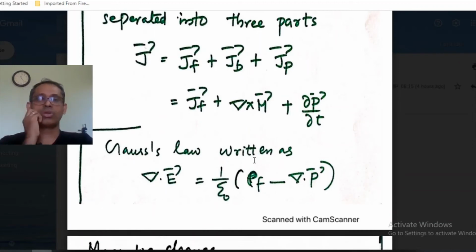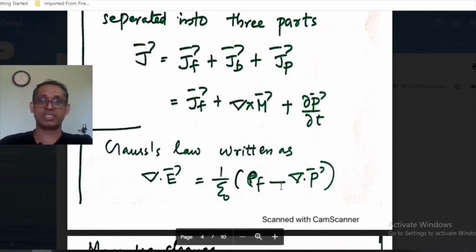So we are going to use these equations. Gauss's law, the first equation in the set of Maxwell's equations, is del dot E equal to rho over epsilon. For rho, now I am giving rho F plus rho B.